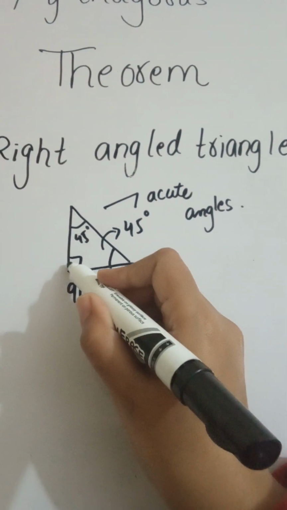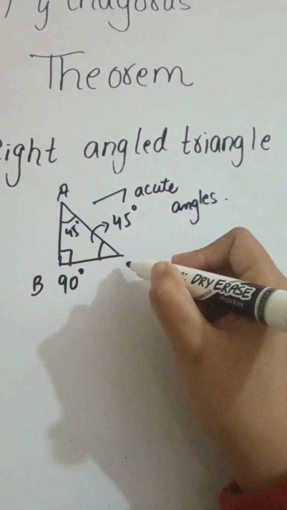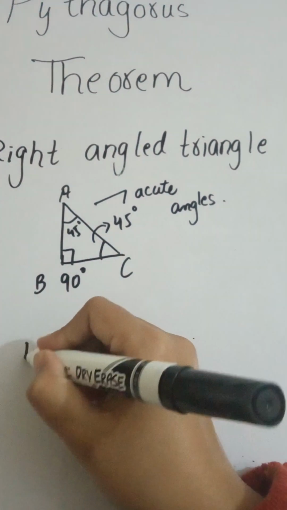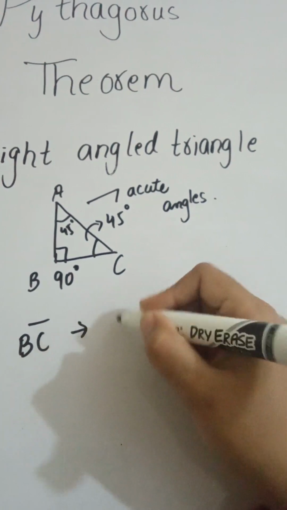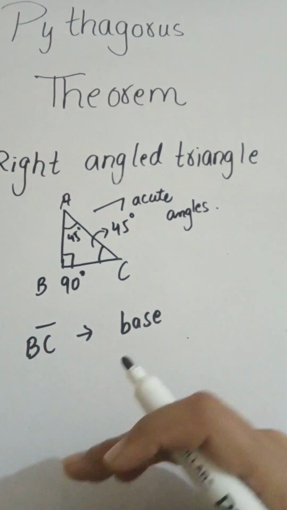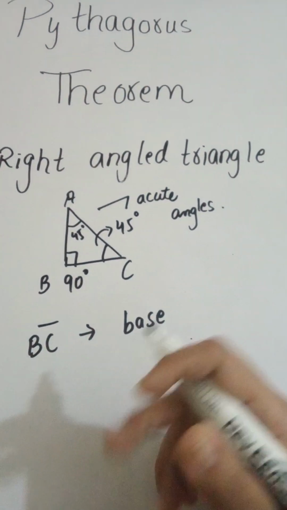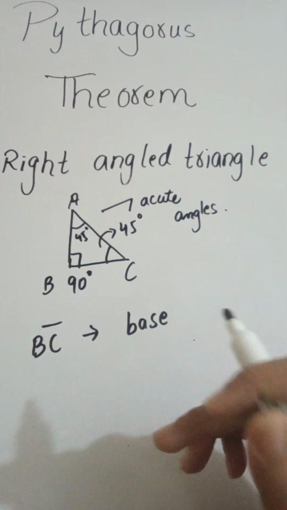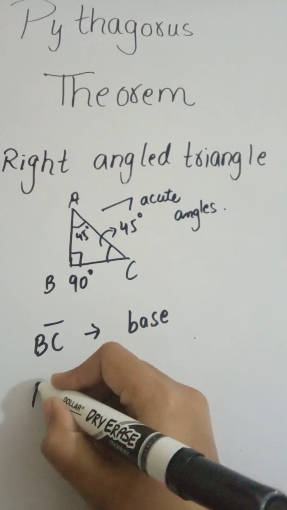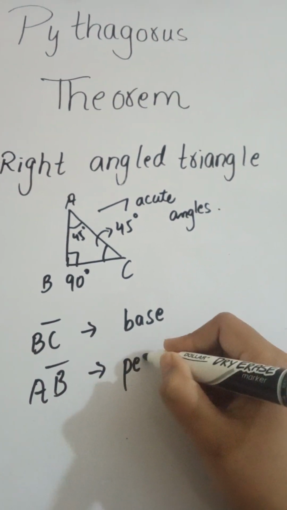For example, I have a right angle triangle ABC. These are the vertices of this triangle. What about the side BC? BC is the base of this triangle. Okay, it's the base. And we all know that we have another word for the 90-degree angle, that is perpendicular. Perpendicular means a line which makes an angle of 90 degree on another line segment or a line. So AB is the perpendicular because it's making an angle of 90 degree on BC.